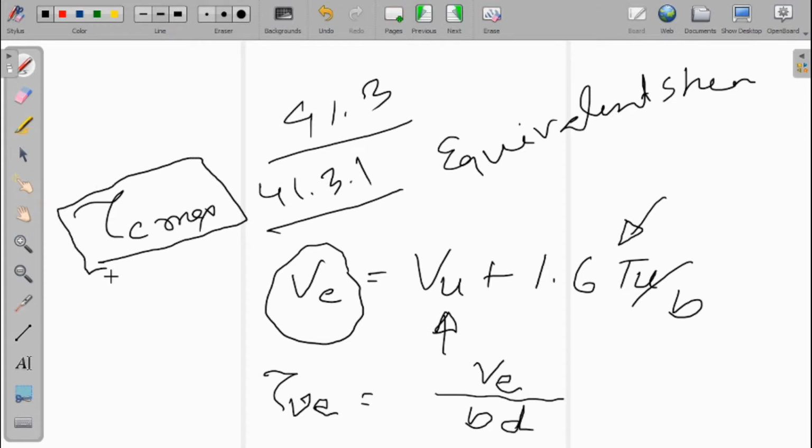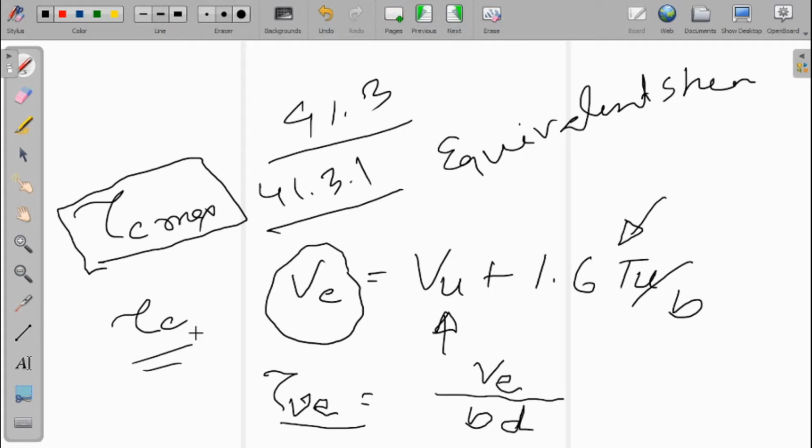In Table number 20 of the code book IS 456-2000, for different grades of concrete there is a maximum limiting value of design shear stress, so it cannot exceed this. Once we know this value, we need to compare this tau ve with the design shear stress tau c, given in Table number 19. You can refer to the clause number. Table 19 is given on page number 73, in clause number 40.4. So you have to compare tau ve and tau c.